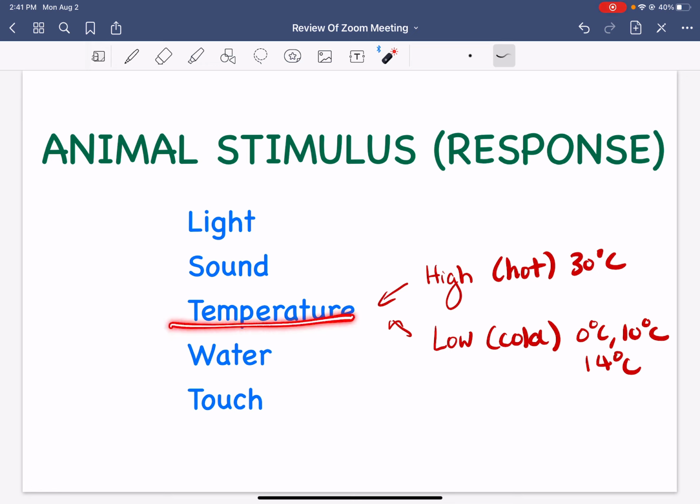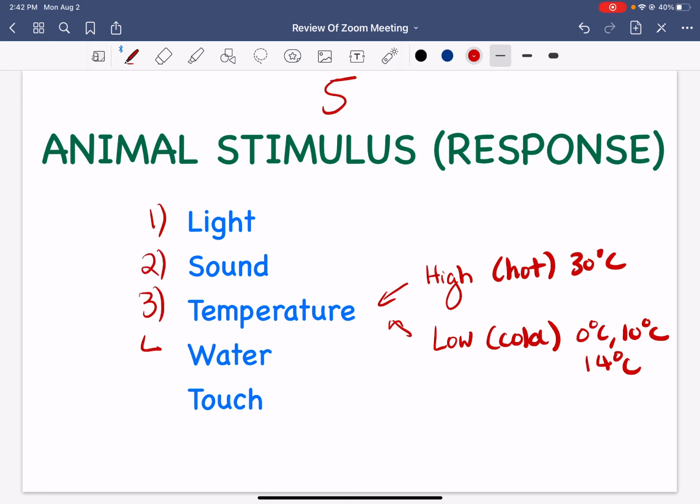So certain animals respond to temperature. They go somewhere warm, or they like somewhere cold. Light and sound, temperature, water, and touch. We're going to review more next time, maybe play a game about it. But today, I have a word search for you about these words. I want you to circle the words in the word search, and I'll put up that worksheet right after this video. The most important part is I want you to remember there's 5 animal stimulus.